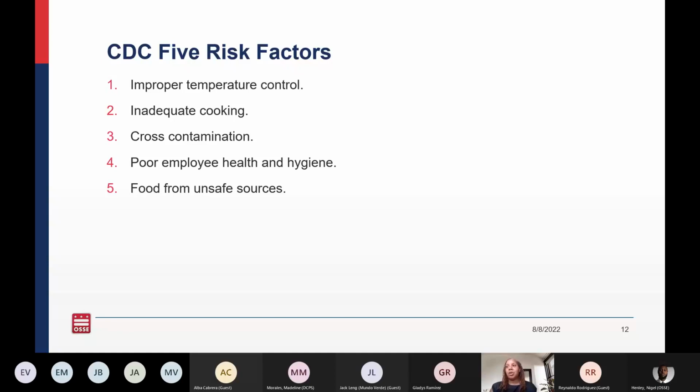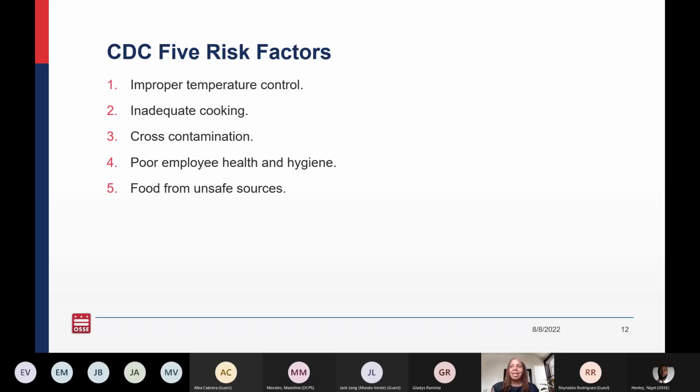The second one is inadequate cooking. When we talk about inadequate cooking, we're talking about insufficient time or temperature control used during the cooking and heating process. It is important for schools to recognize that each food item and each food group has specific temperatures that it must reach during the cooking process to ensure that it is safe. And once that food reaches that temperature, it is important that it is held at the proper temperature to ensure, again, that the food is safe for consumption.